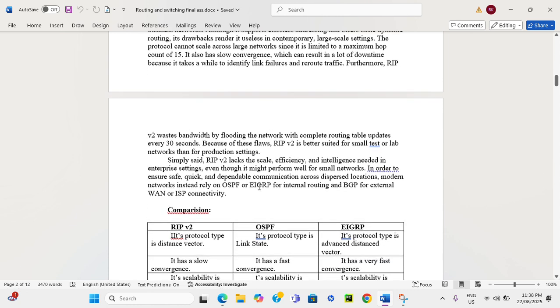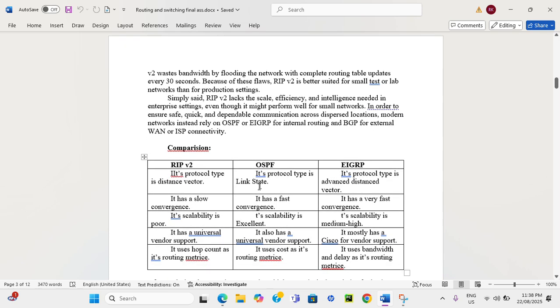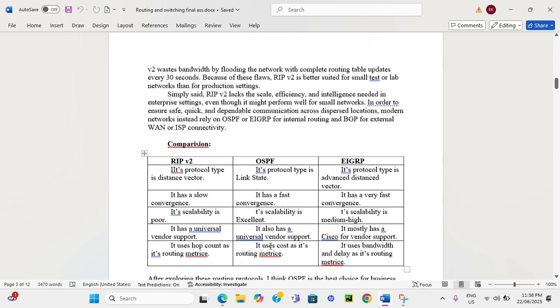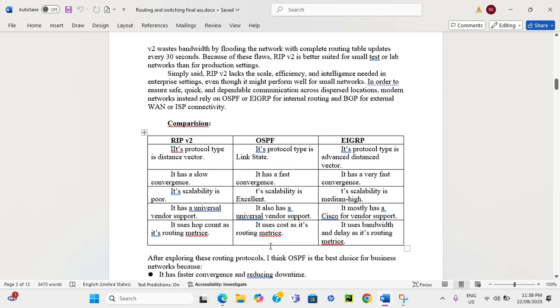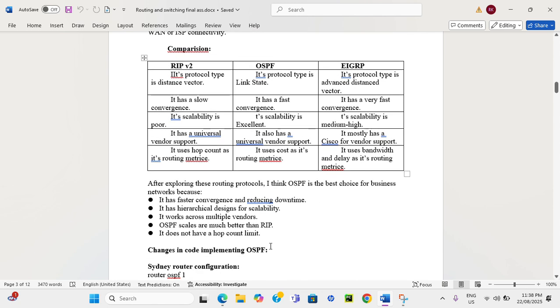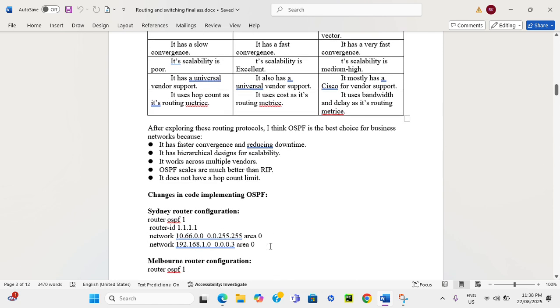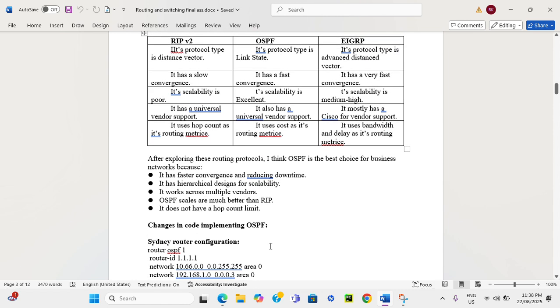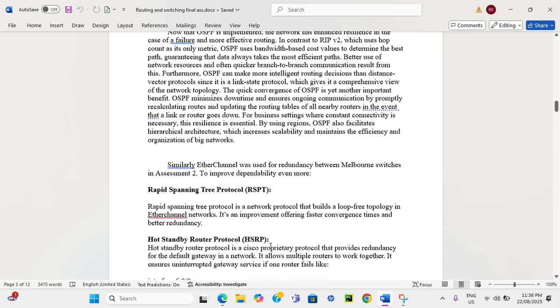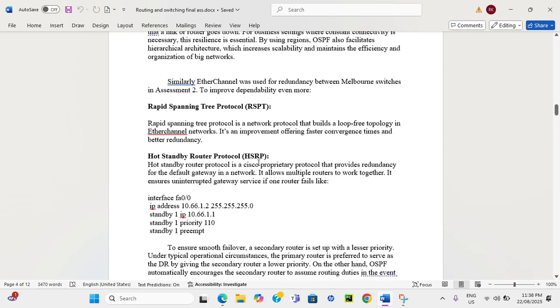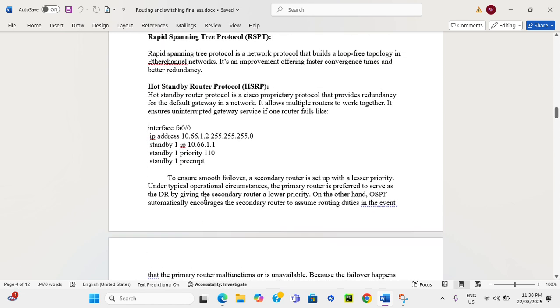OSPF uses bandwidth-based cost as its routing metric, which leads to more efficient routing decisions. Just like that, to solve redundancy issues, I added three ways. Firstly, HSRP, which stands for Hot Standby Router Protocol, helps if one gateway fails.